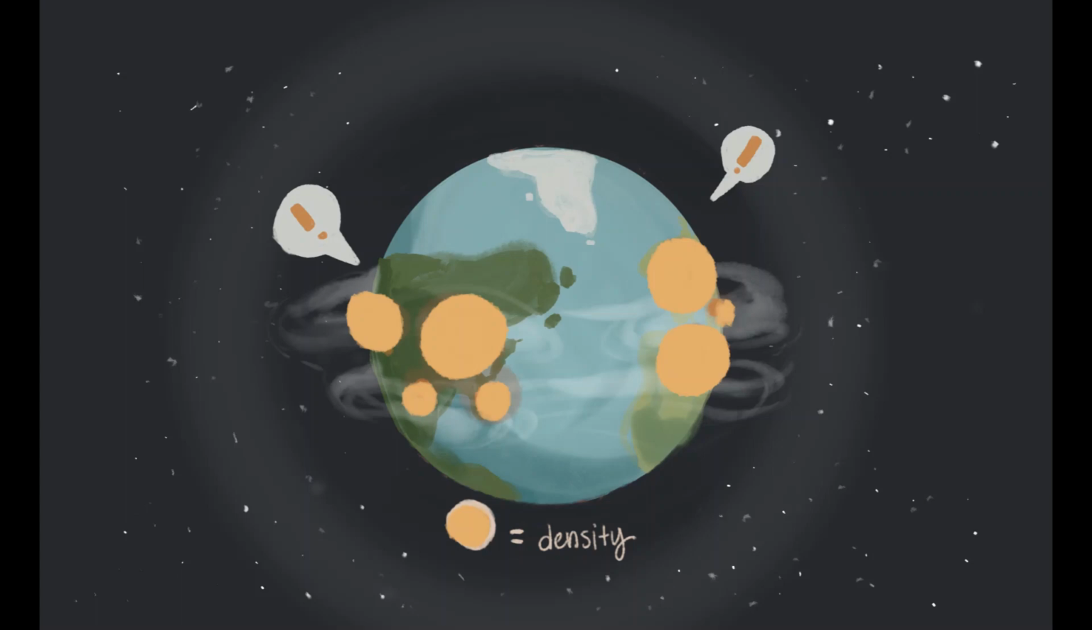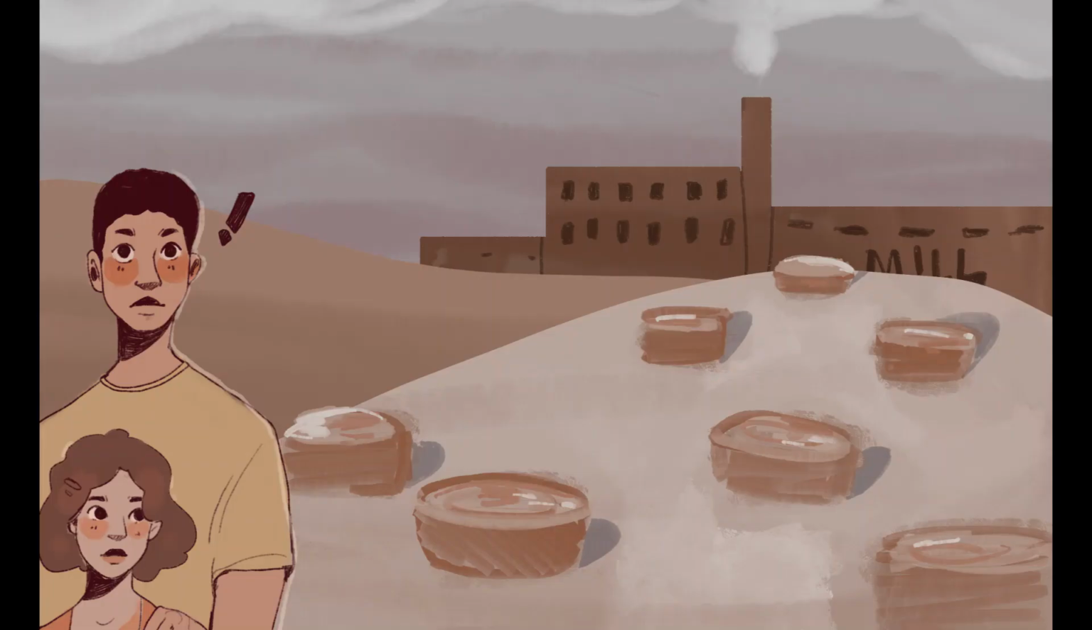Effects of overpopulation include farming problems, deforestation, loss of fresh water, and eutrophication, which is when there are too many nutrients in a body of water.